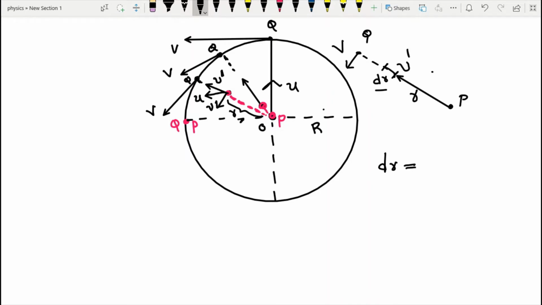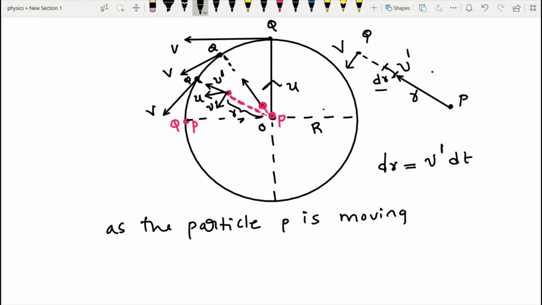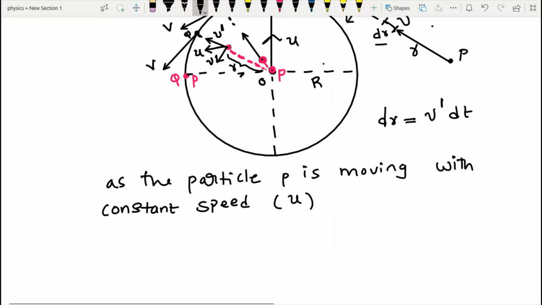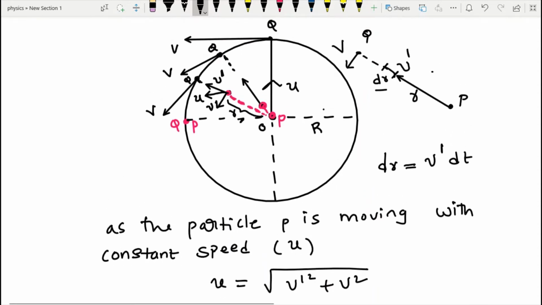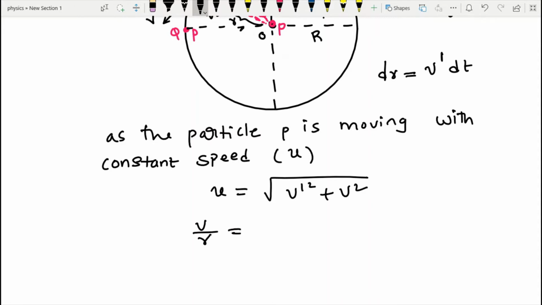From this diagram we can write the dr value. dr is equal to the speed of the particle in the radial direction, that is v dash, into time. So let the time be dt. But we already know one thing: the particle P is moving with constant speed. As the particle P is moving with constant speed, you can simply write u as square root of v dash square plus v square. And we already know v by small r is equal to capital V by capital R, and from this we can easily find the small v value.